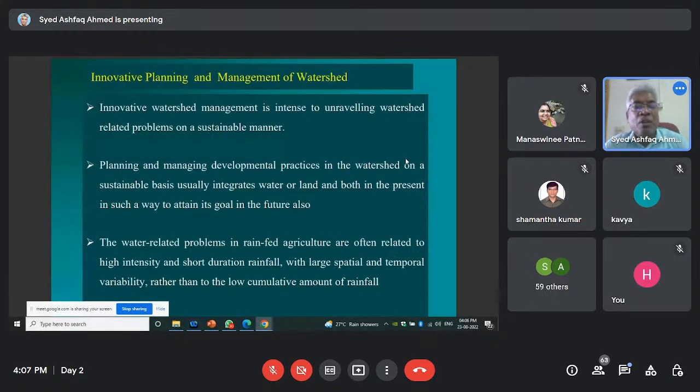So once you calculate, this is how you can manage the watershed. There are different steps here. You can see planning and managing the development practices of the watershed. Development practices means, for example, a farmer needs to grow a crop, and if he knows how much water is accumulated in the watershed and how much water he has at his disposal, based on that he can grow crops, so there will be minimum loss in the production. So that you can calculate.